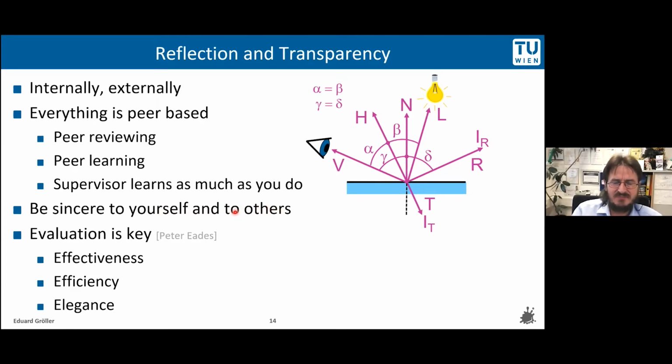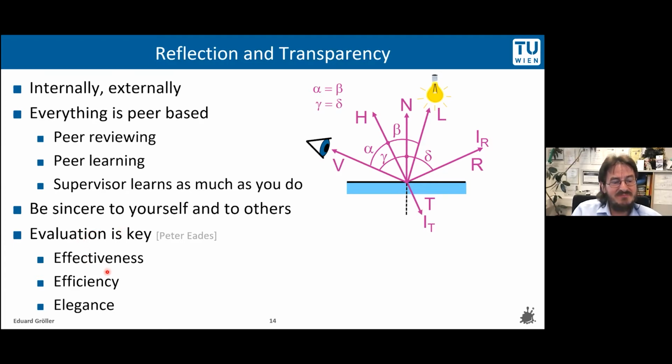So this is a transparency, crystal clear. If you don't have a good feeling about certain parts in what you are doing, tell other people, ask for advice. And the evaluation is very key, because people and reviewers will always ask, how does this compare? How does this compare to a baseline technique?